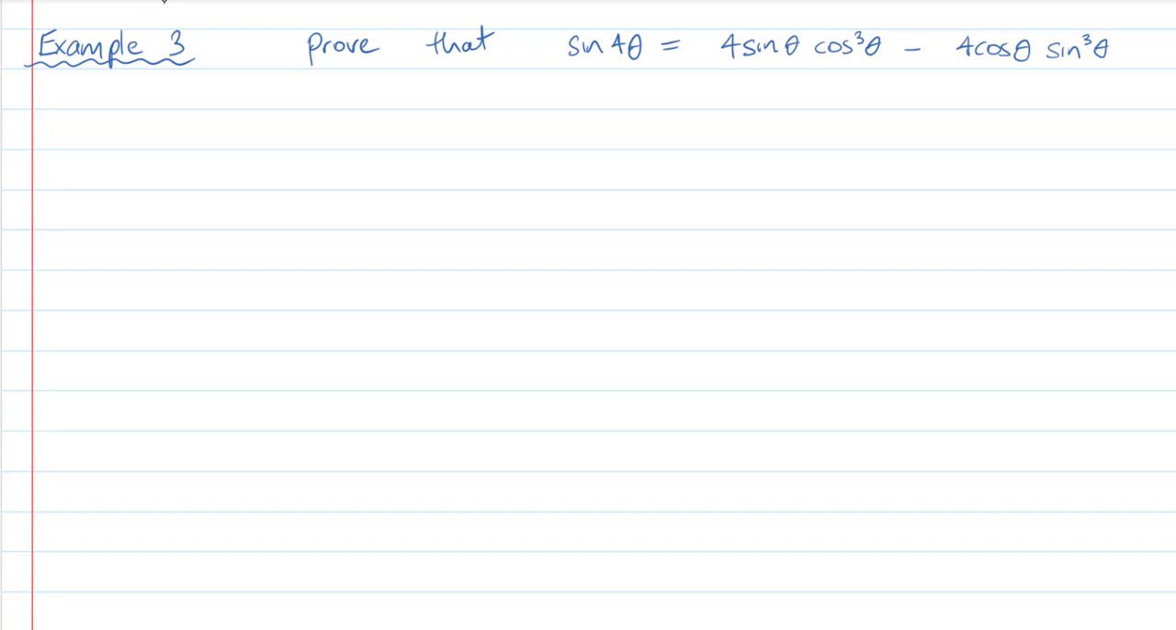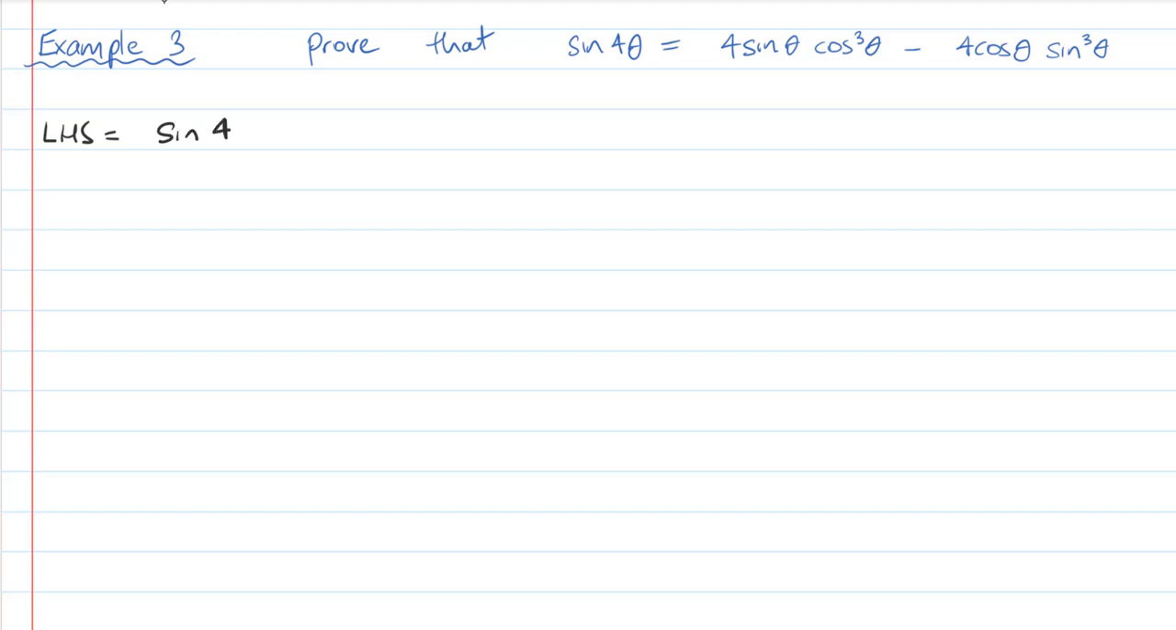And unlike in example 2, this time I'm going to start with the left-hand side, because I can't see much I can do with the right-hand side this time. There's no cosecs or secs, or there's no tans or cots. There's nothing I can simplify out. It's already in terms of sine and cos, and there's not a great deal I can do with it. So I'm going to start instead with the left-hand side because I can see a double angle formula doubled. Maybe I can do something with that.